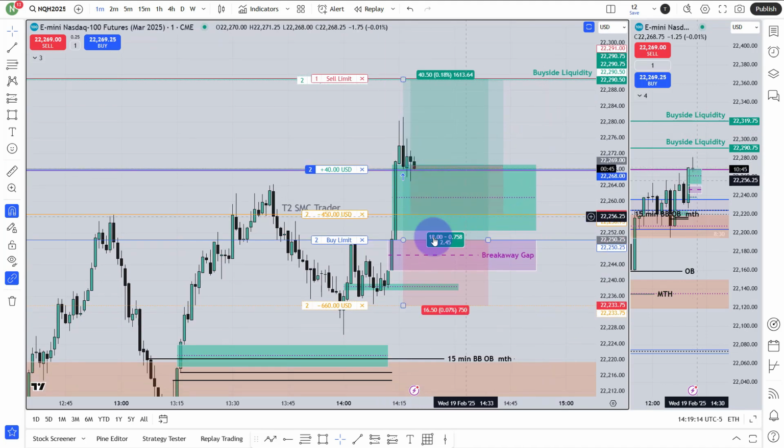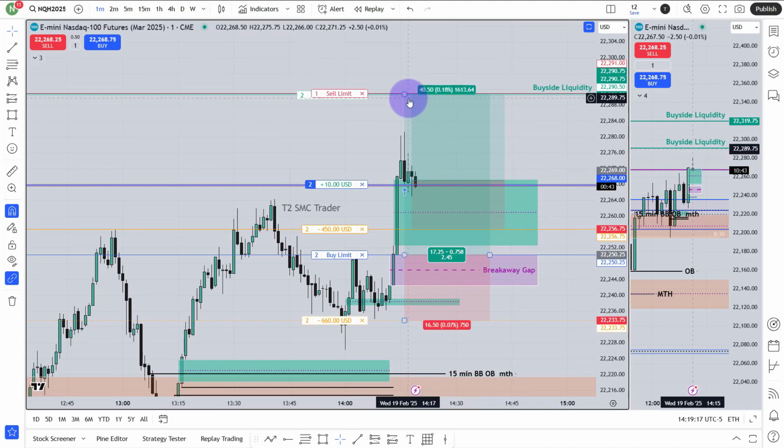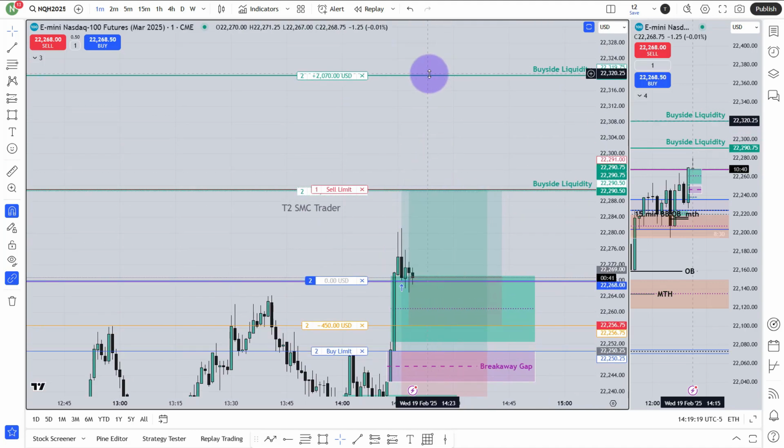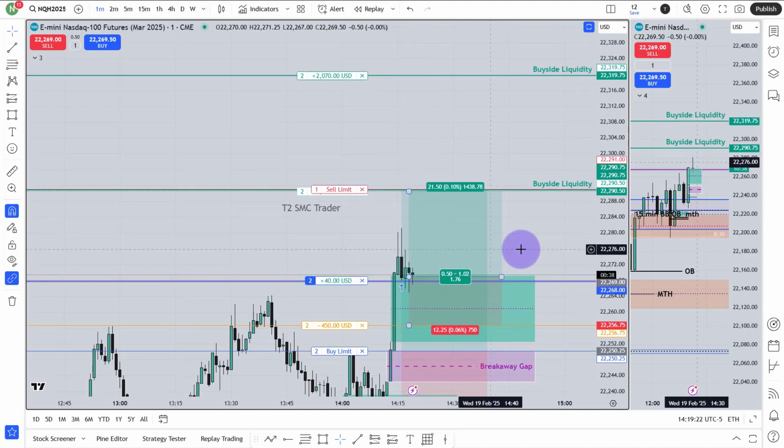But as I took my entry from this entry gap, I will take the partial over here and I will hold my trade until this area by putting my stop loss to the break even.